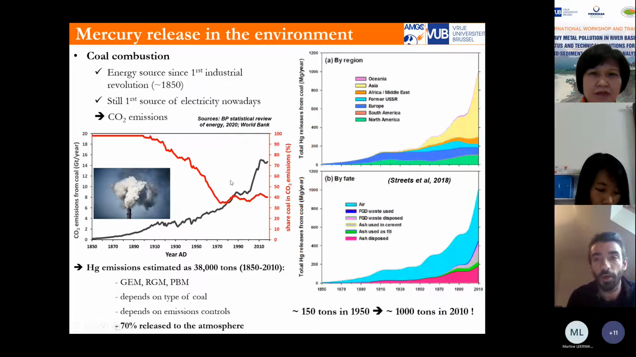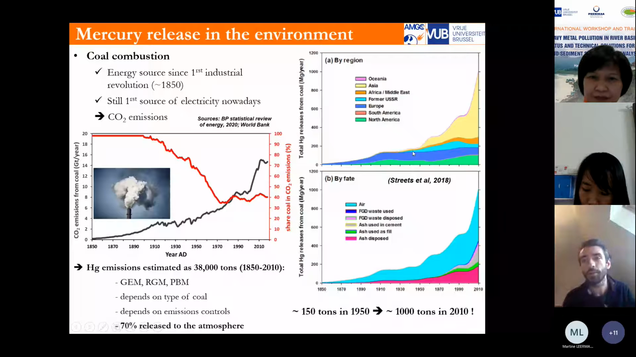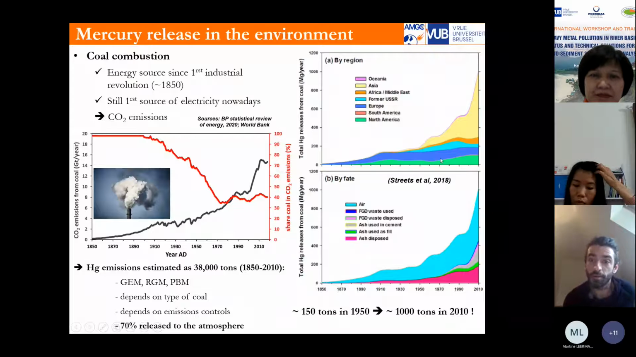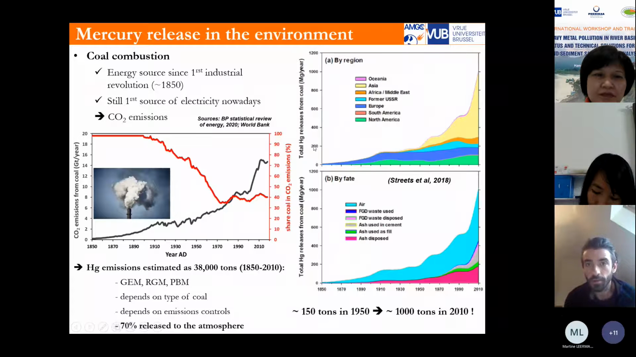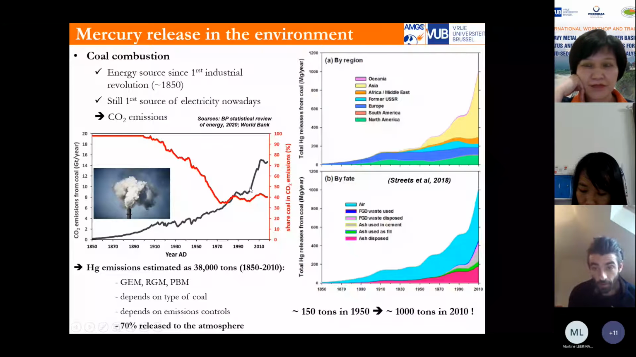And actually, if you compare those two profiles, so that's the mercury release from coal. Here you can see it from the different countries. Before 2000, it was mostly from Europe and North America. But developing countries, especially in Asia, started to use a lot of coal, and so they released a lot of mercury from this use, in which the vast majority was released to the atmosphere. So yeah, you can see those two profiles are actually quite similar. So you can correlate CO2 emissions and mercury emissions from coal. In 1950, about 150 tons of mercury were released, and in 2010 it is about 1,000 tons.